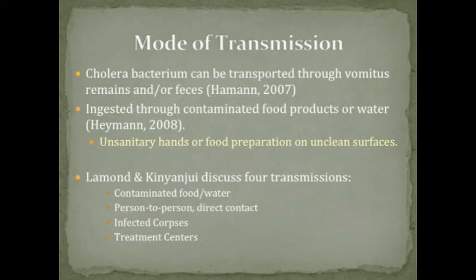Lamond and Kinyanjui discuss 4 different transmissions: contaminated food or water, person-to-person or direct contact through contaminated parts of the body such as the hands, infected corpses and their bodily fluids, and treatment centers with inadequate hygiene and sanitation.